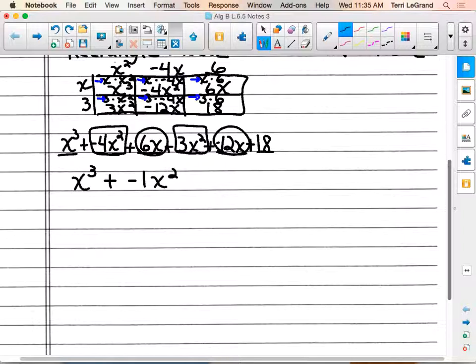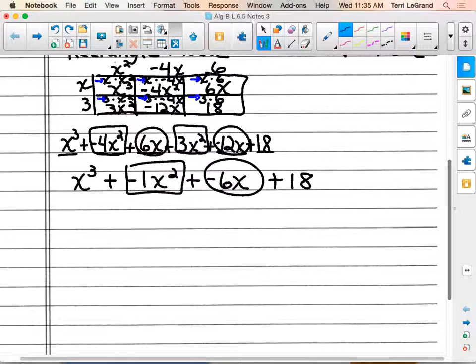Okay. What comes next? We have 2 followed by 1. So these x's are to the first power. So our x's would be combined next. 6x plus negative 12x, negative 6x. So basically, this is what we did: we brought the circled ones together. Plus 18. And then 18 doesn't have anything to be combined with, does it?